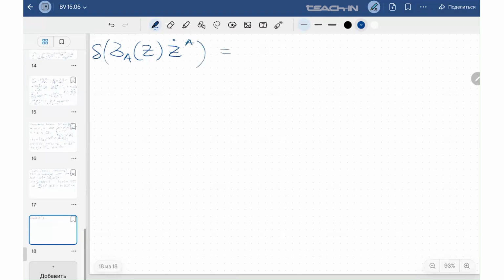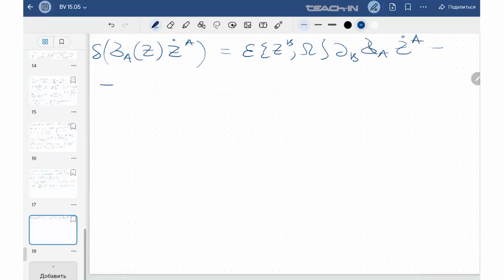It's something like this, right? So you get epsilon Z B omega dB sigma A Z dot A, right? Plus, but in fact minus, because I don't care about total derivatives. So I can move the total derivative onto sigma and then just vary Z. So I get epsilon Z A omega, and then I get the dot on sigma, which gives me Z dot B dB sigma A, right?